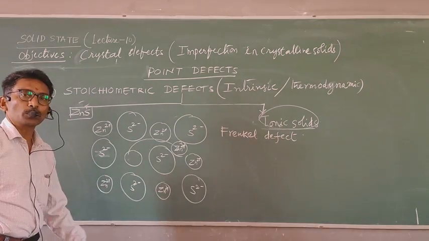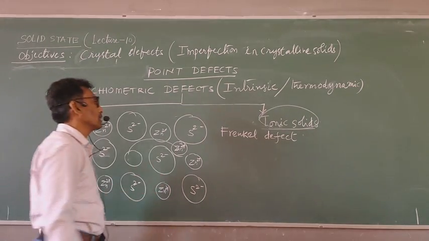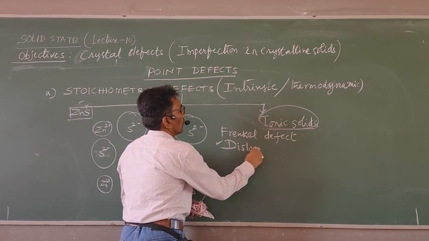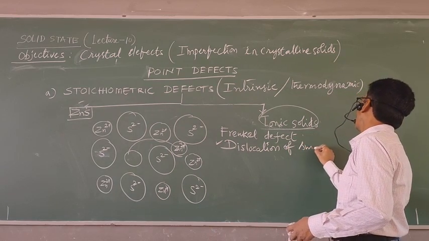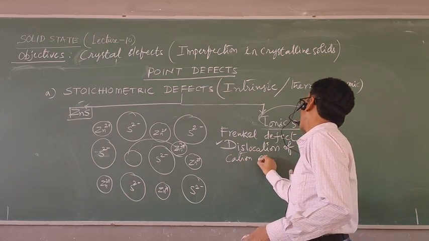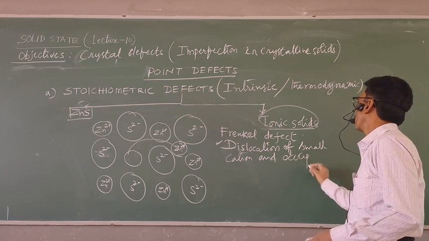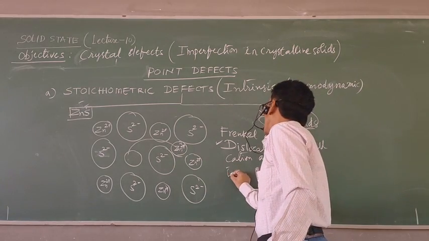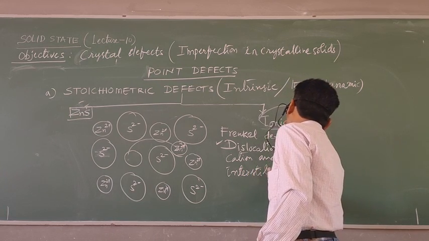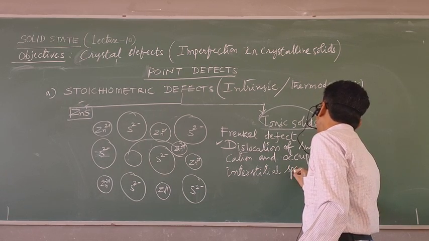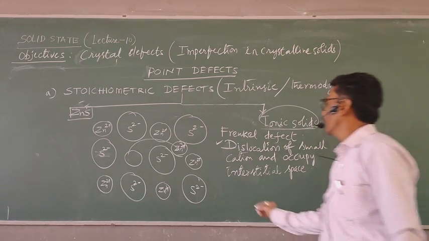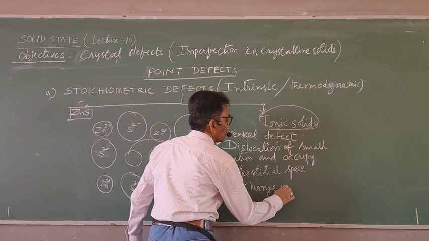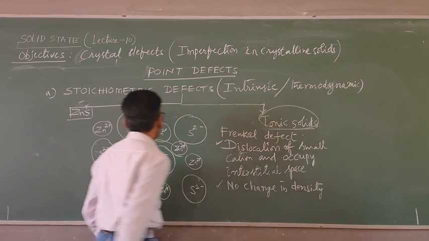As the particles are within the lattice, there is no change in density. The definition: dislocation of the smaller cation and occupying interstitial space, nothing but a void. Such a defect is known as Frenkel defect. Due to this, density is not affected. No change in density. It is shown by ionic solids where the sizes of anion.